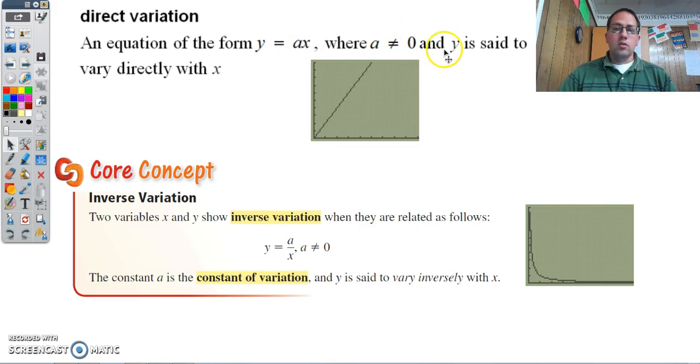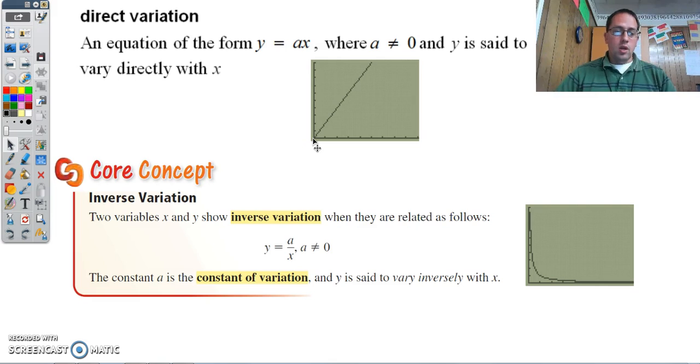Right? So the way we read this is that y is said to vary directly with x, or x varies directly with y. Okay. Notice on the graph as x goes up, y also increases. X increases, y increases. Also, it is always going to go through the origin.